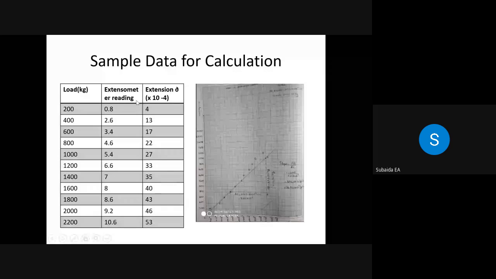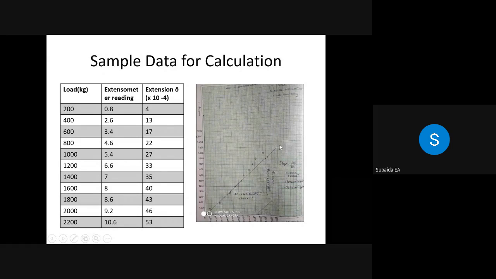So the load and the corresponding extensometer reading. This extensometer reading will be in terms of number of divisions. We multiply with the least count and we will get the extension in millimeter or centimeter depending upon the least count that we are using. Now we have to plot the graph with the load on the y-axis and the elongation on the x-axis. From this, we can determine the value of modulus of elasticity.